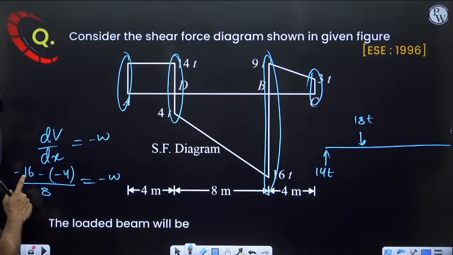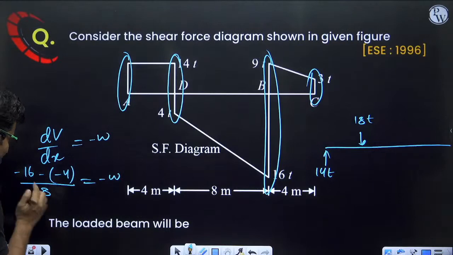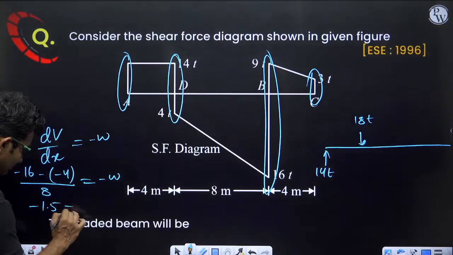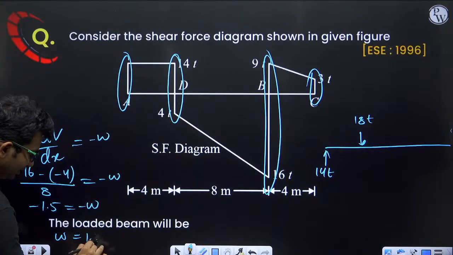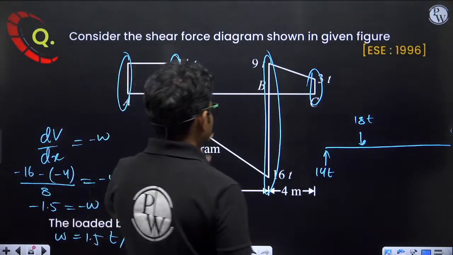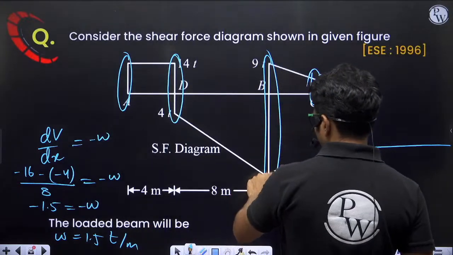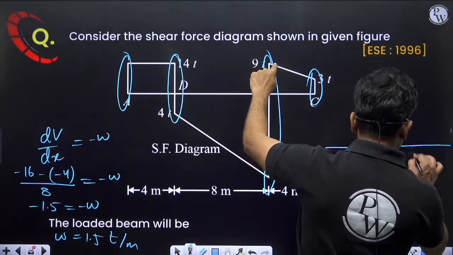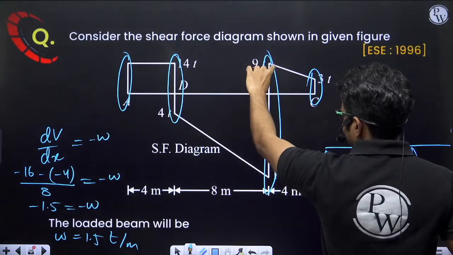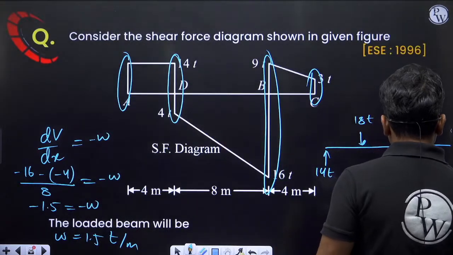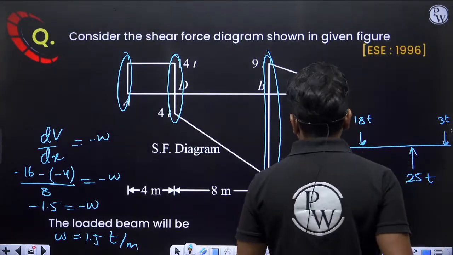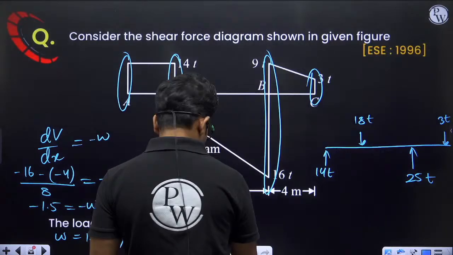Okay, so minus 16 plus 4, that means it will be 12. 12 by 8, minus 1.5 is equal to minus W. So W is equal to 1.5 ton per meter. Here it will be upward direction, upward point load. Okay, so 16 plus 9 is 25, so 25 ton. Here 3 ton in downward direction, and UDL is acting in this portion also.